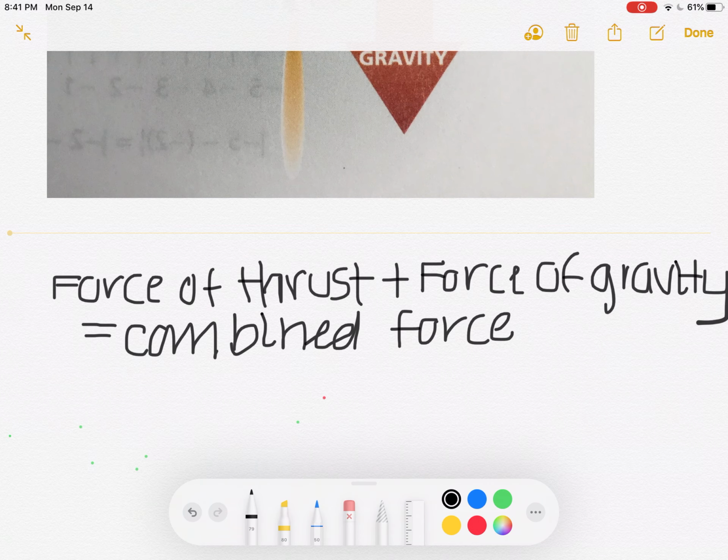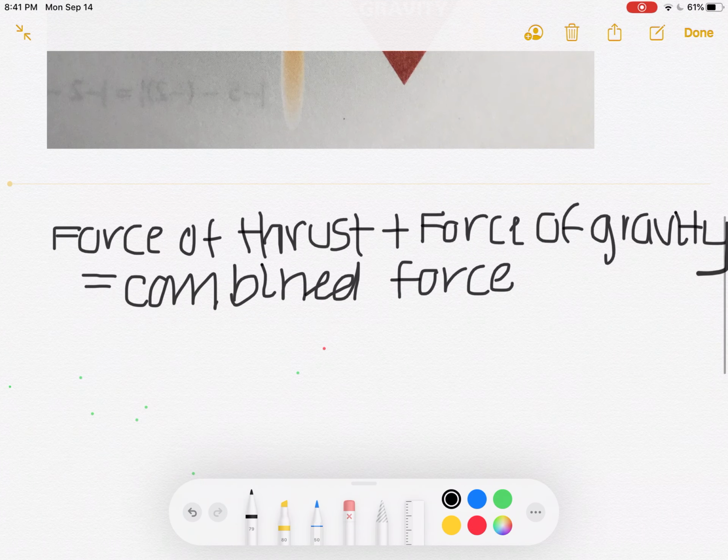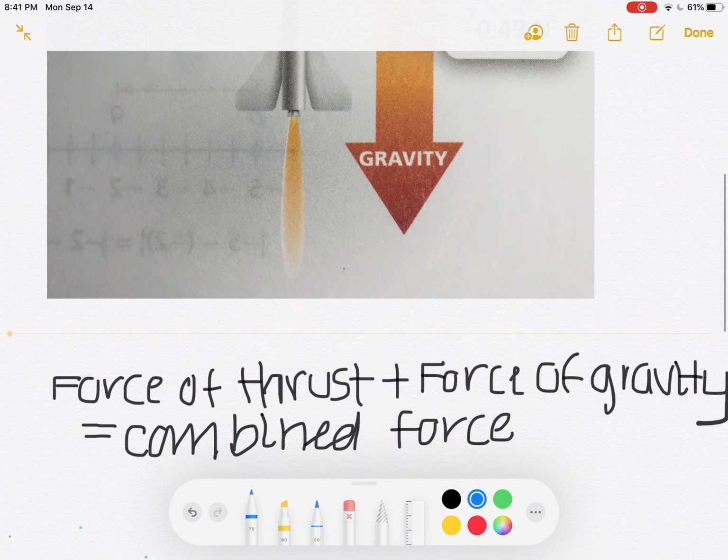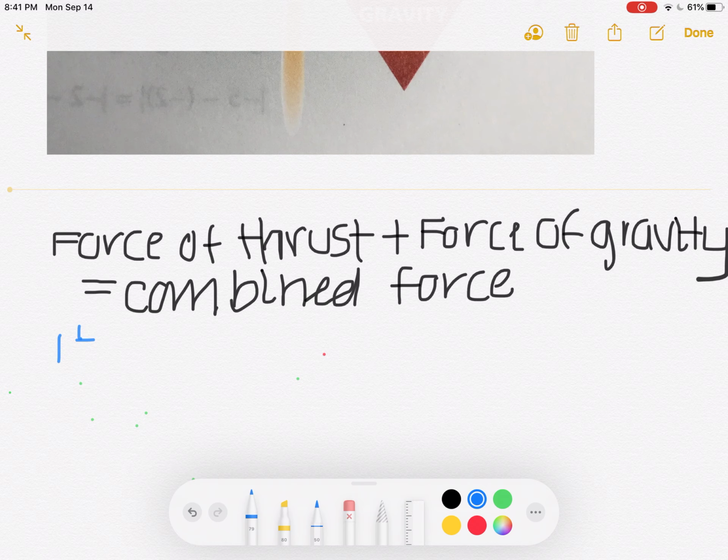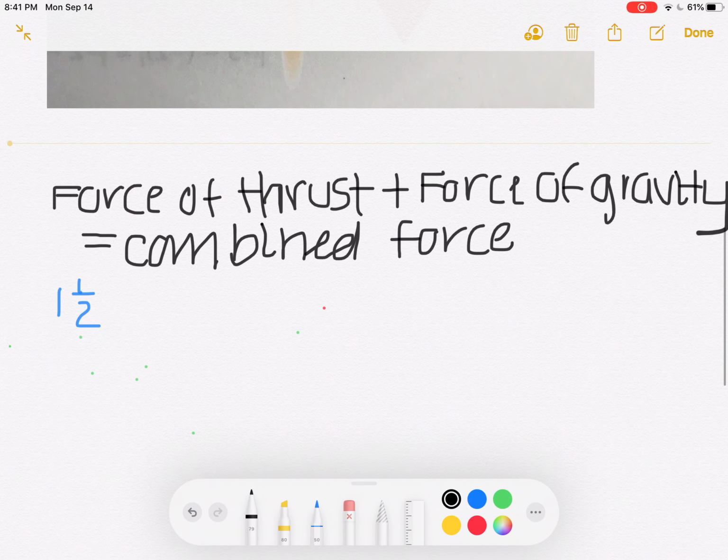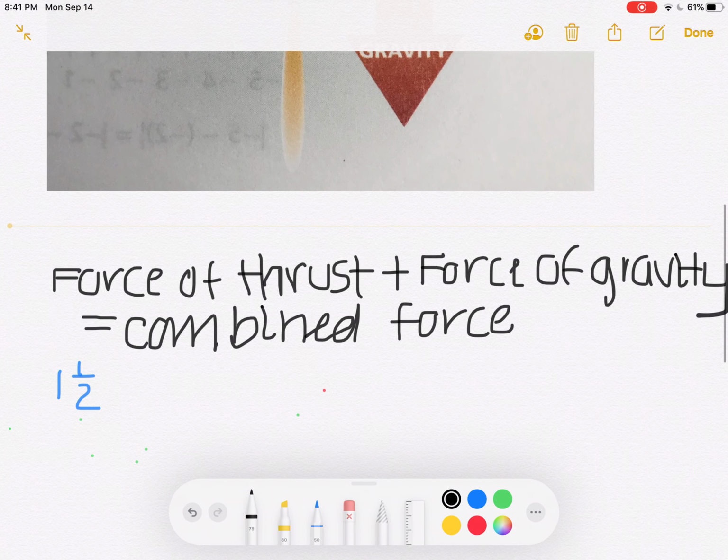Okay, so we need to plug in what we know into our equation here. So the force of thrust, we have 1.5 plus the force of gravity, which is negative 0.49. Let me write that differently. So there, that looks more like a 4. Negative 0.49.